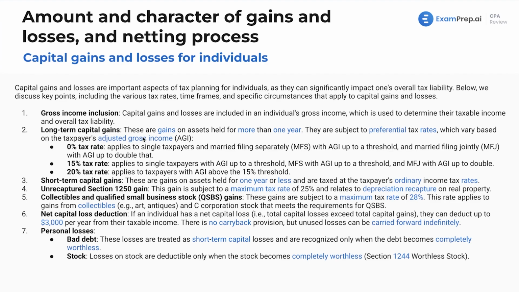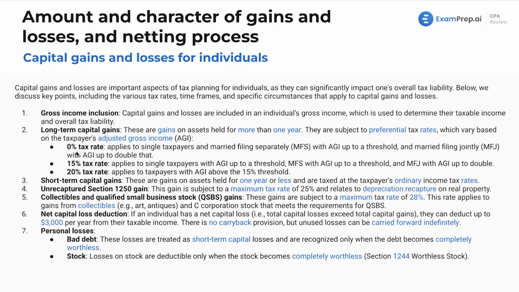Long-term capital gains. These are gains on assets held for more than a year, as we talked about. They're subject to preferential tax rates, which vary based on the taxpayer's AGI. Now, these are the rates 0, 15, and 20, and these are related to AGI thresholds, which do change year to year. We've got those in our resources. Make sure you're familiar with those dollar amounts.